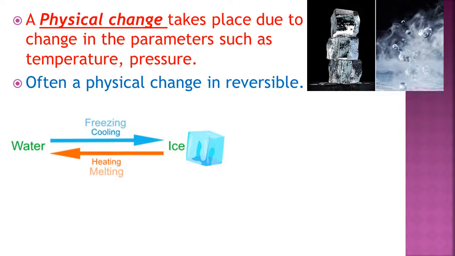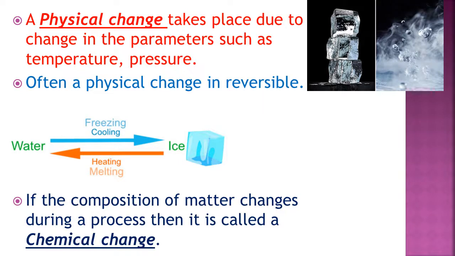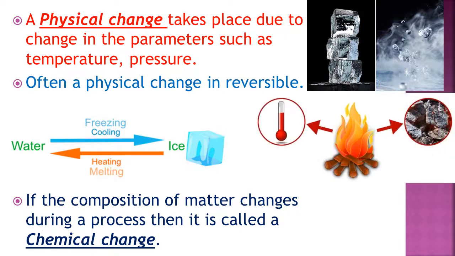Now on the contrary, if the composition of a matter changes during the process, then it is called a chemical change. That means when the composition of a matter changes, it is a chemical change, not a physical change. For example, the burning of wood is a chemical change, because carbon dioxide gas is released into the air.